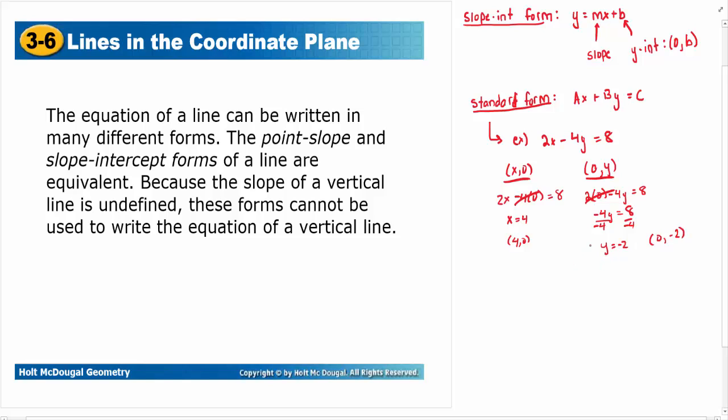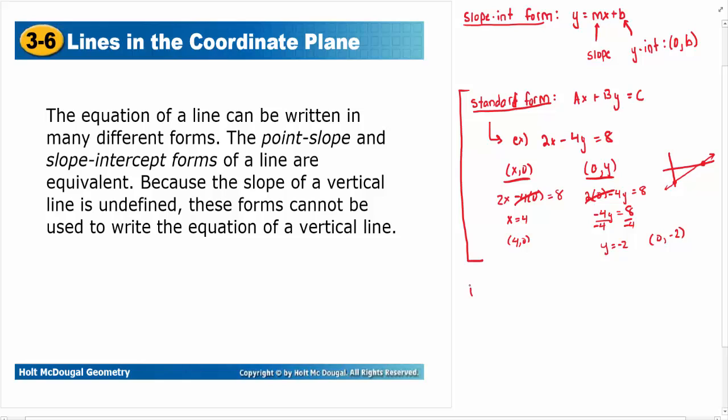It's just plotting points. And if you had these points on a graph, you'd have your 4, 0, you'd have your 0, negative 2, and you can draw your line pretty quick. So that's what standard form is all about. Again, it's not really covered much in this lesson. It's more about slope-intercept form and point-slope form, but I want to make mention of it.